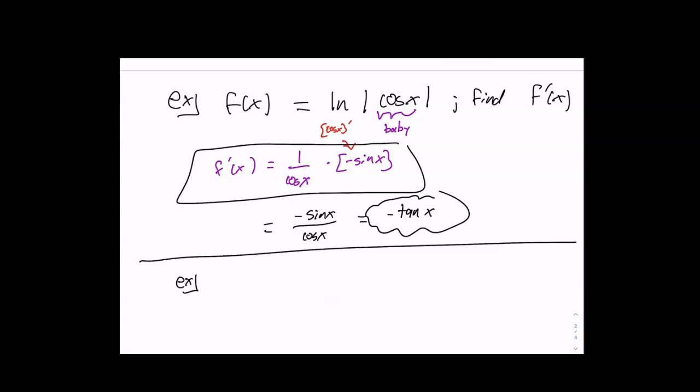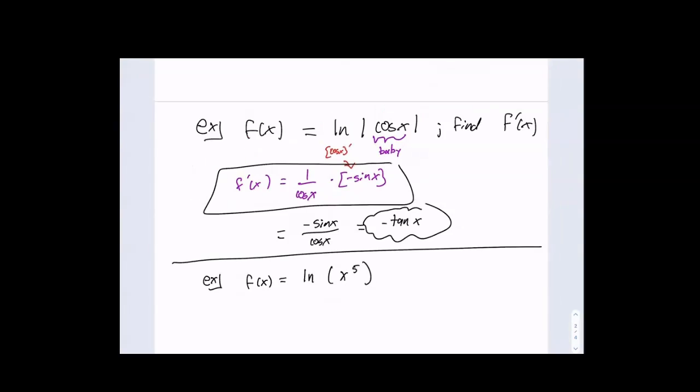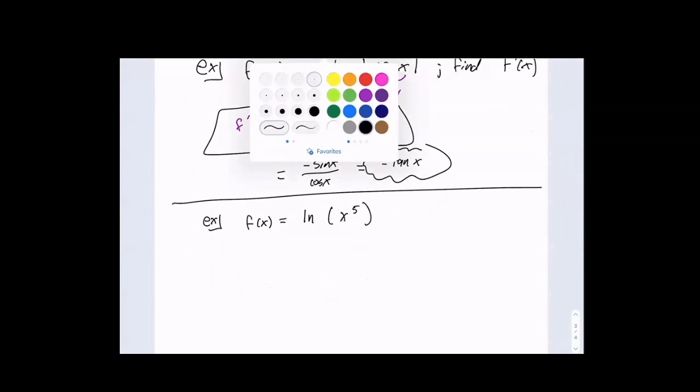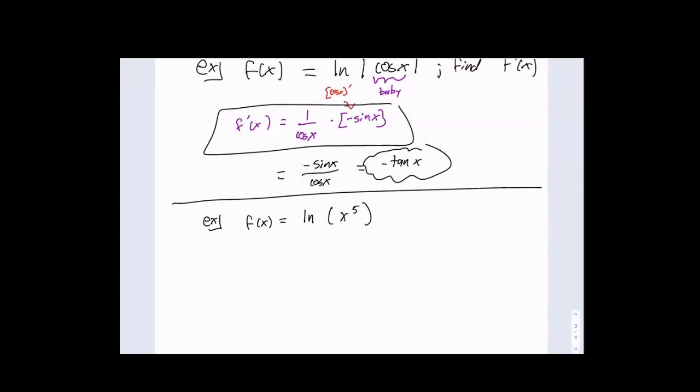Another example. f of x equals the natural log of x to the 5th power. What do we got? Someone new, come on. Don't rely on the same people talking over and over and over.